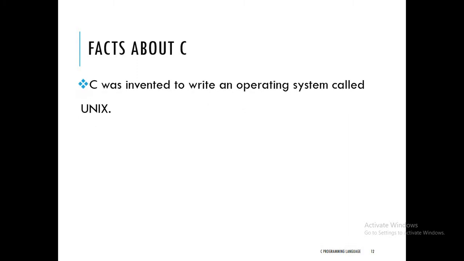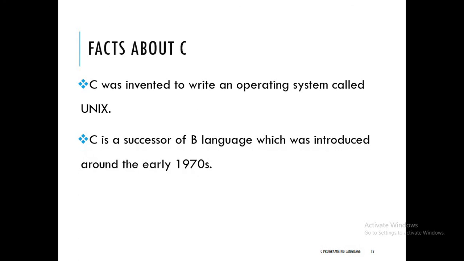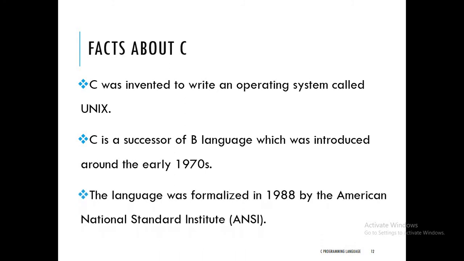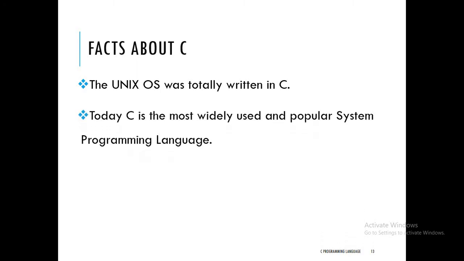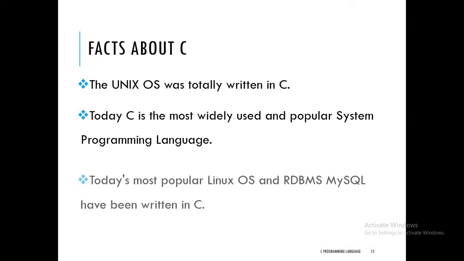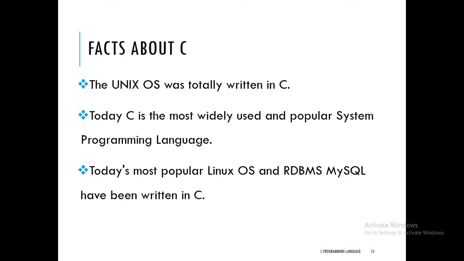C was invented to write an operating system called Unix. C is a successor of B language which was introduced around 1970. C was formalized in 1988 by the American National Standards Institute, which we call ANSI. The Unix OS was totally written in C language. Today C is the most widely used and popular system programming language. Today's most popular Linux OS and RDBMS MySQL have been written in C programming language.